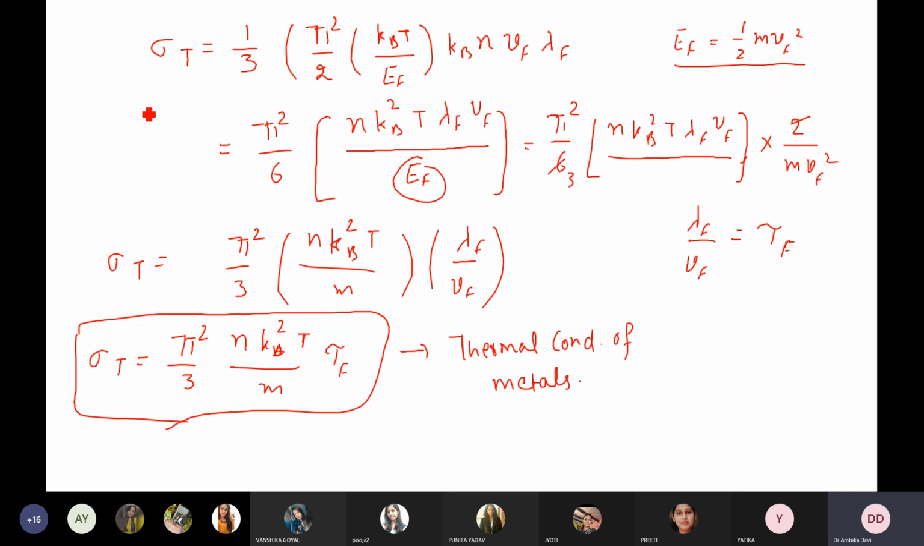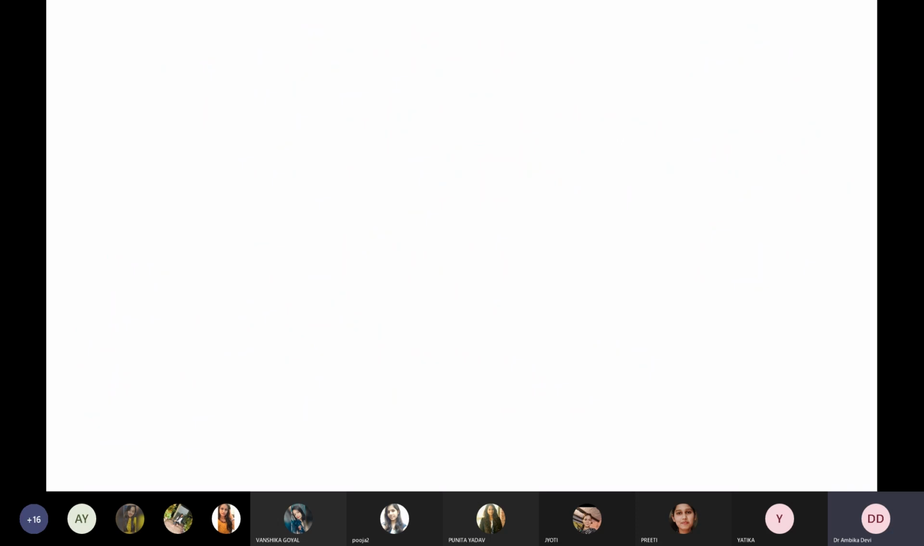See, this is the thermal conductivity of the metals, and we also know the expression for the electrical conductivity of the metals. Electrical conductivity of the metals is given by Ne square tau f divided by m. This is the electrical conductivity.